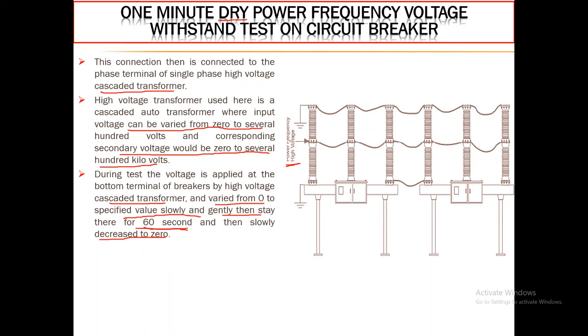But if nothing is happening during this 1 minute of time, the control panel will indicate the sample pass indication. It means that the insulation is good enough and better in design, so it has enough capacity to withstand the applied voltage magnitude.